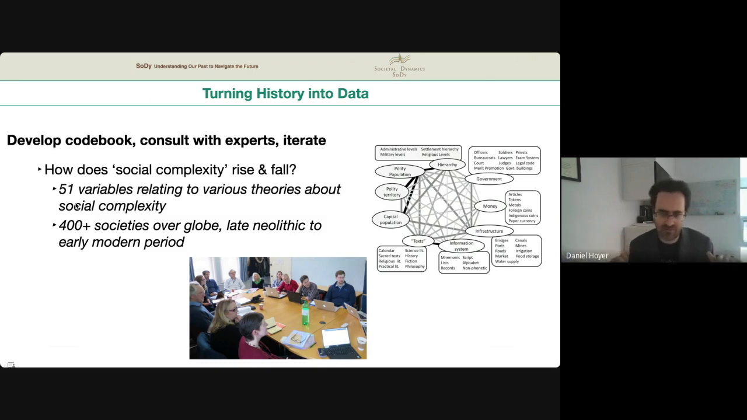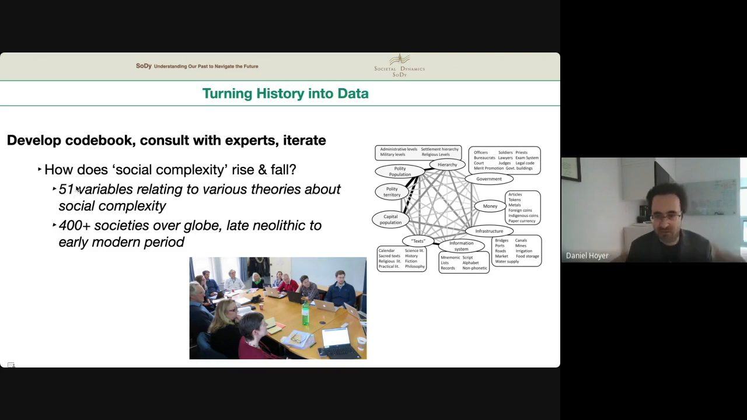One of our early successes was looking at social complexity. What is it? How do we characterize it? How does it change over time in different parts of the world? To do this, we first articulated 51 different variables drawn from theory and from the literature, from what other scholars have asserted in the past are the key dimensions of social complexity. We just said, okay, let's put all of these together. What has anyone said characterizes social complexity?